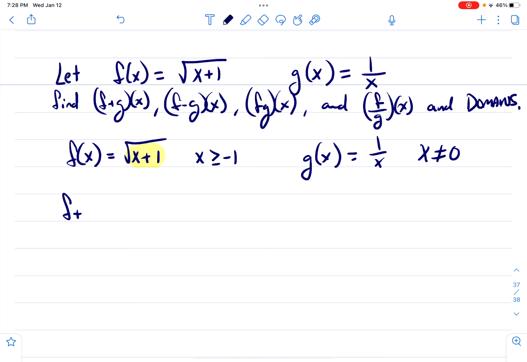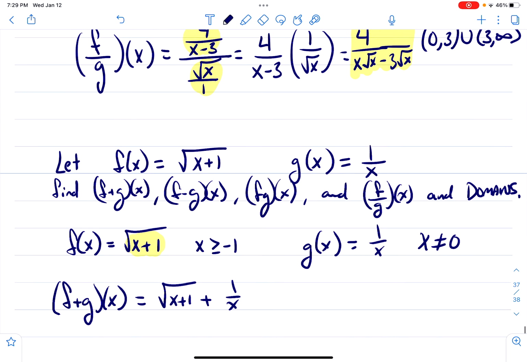So we say, well, f plus g of x equals f, square root of x plus 1, plus g, 1 over x. And that's it. And so with this, all we've got to do right now is go ahead and find the domain. And the domain is the overlap or intersection of these two functions. And so all I have to do is go, okay, well, what was the domain? And we didn't stop and do that. Maybe we talked about it right here.